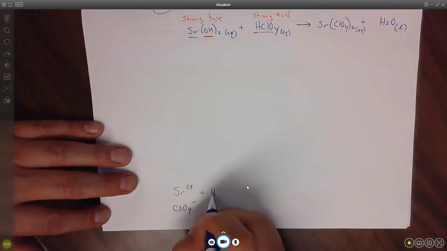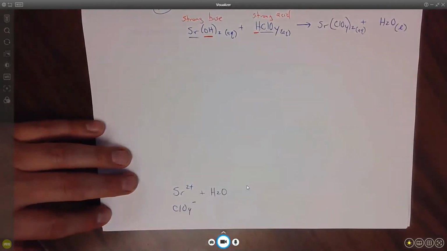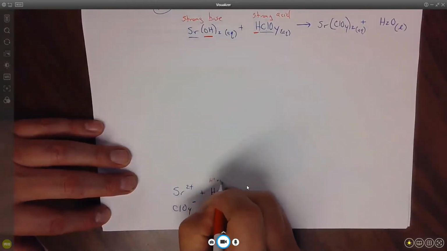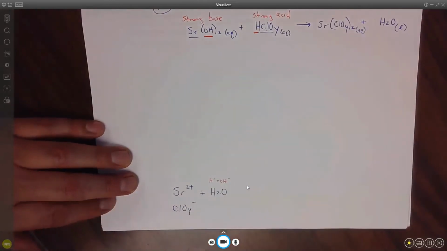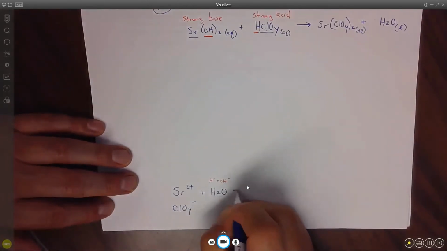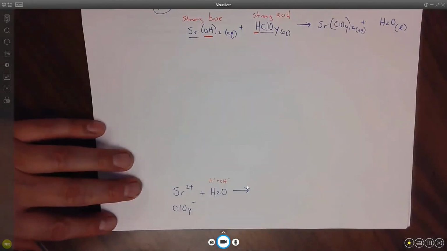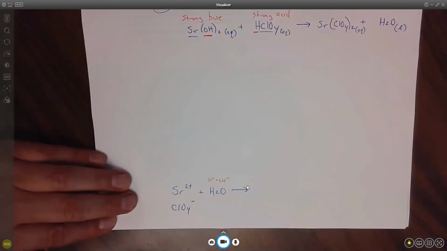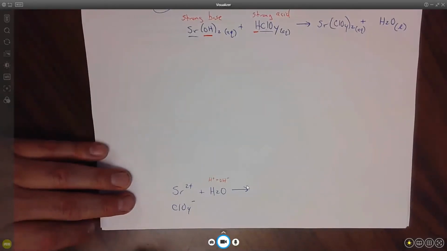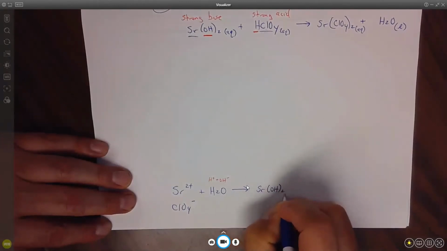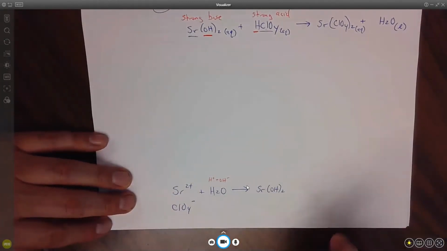So it's in water. Again, we could think of water as being H+ plus OH-, even though it isn't, but that's going to help us. What would it form if it reacted with water? It would reform strontium hydroxide. Okay, and what can you tell me about strontium hydroxide? It's a strong base, right?